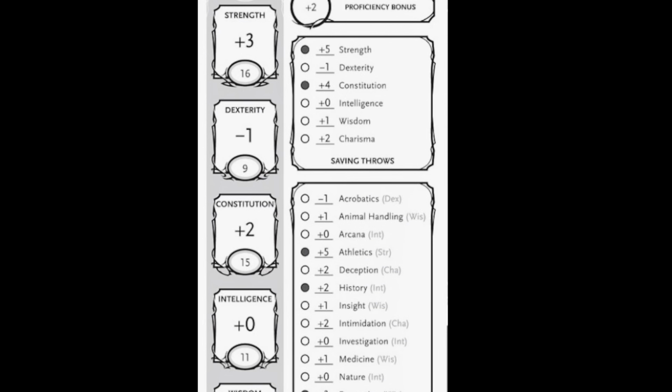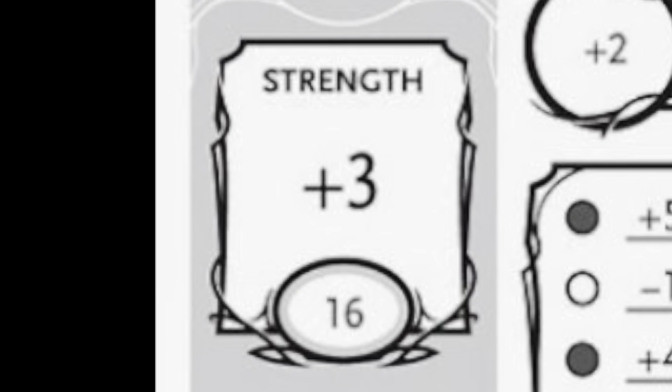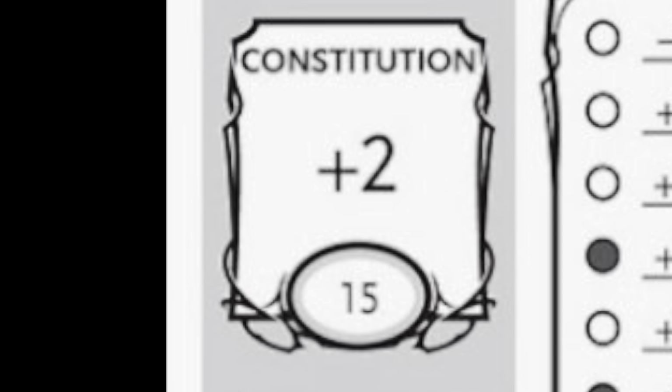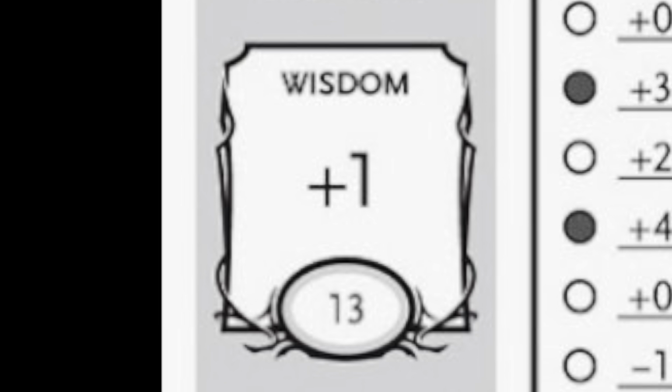Moving to those big boxes on the left and what they mean. These are your character's attributes, and they go as follows: strength, dexterity, constitution, intelligence, wisdom, and charisma.